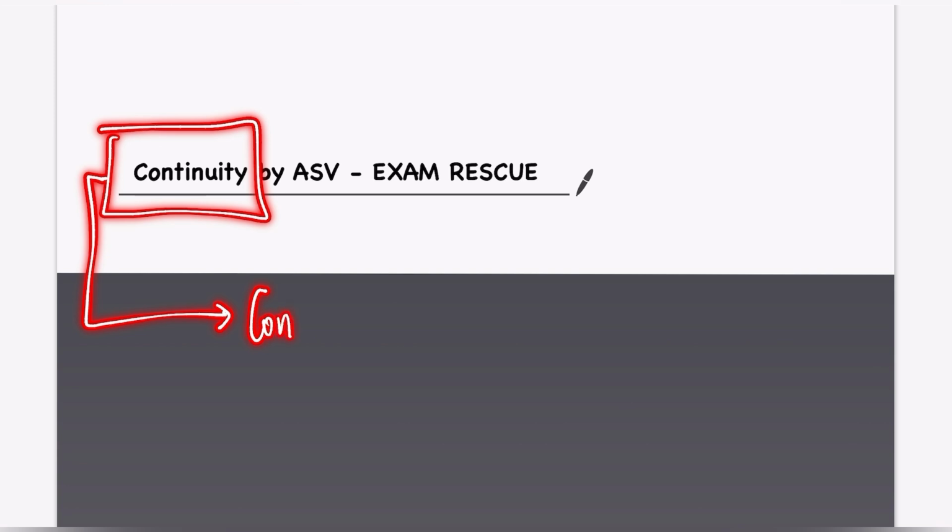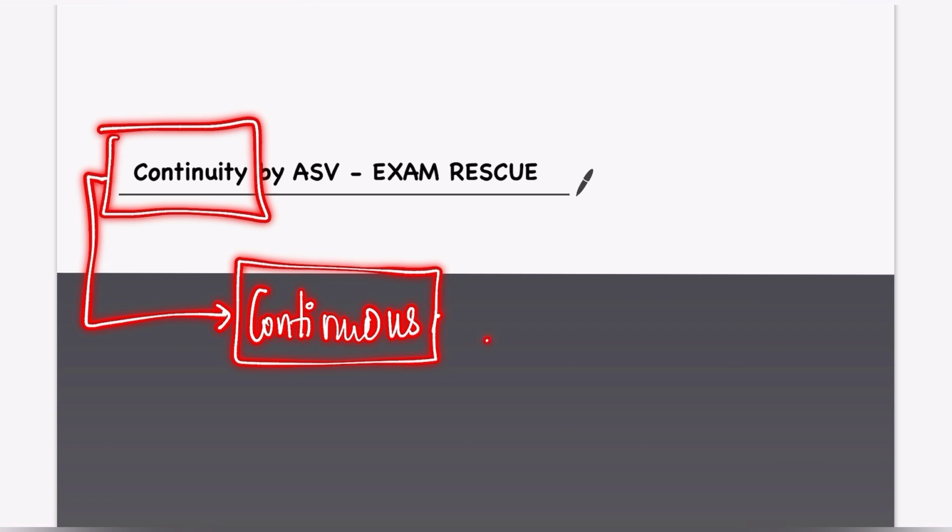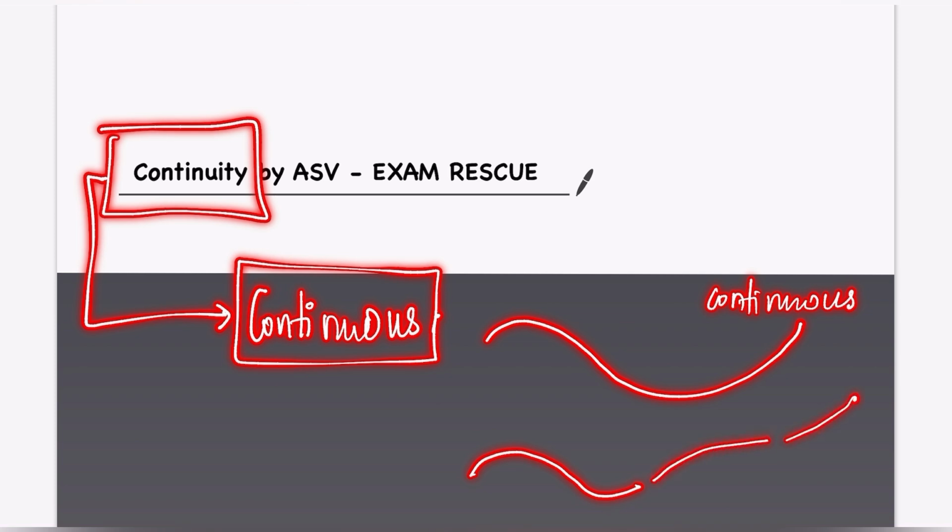So, what does it mean to say that something is continuous, or what is the meaning of the term continuity? The very first thing that comes to my mind when I come across this word continuous is a graph that looks like this. You say that this is continuous, and something that is not continuous may look like this, something that breaks in between.